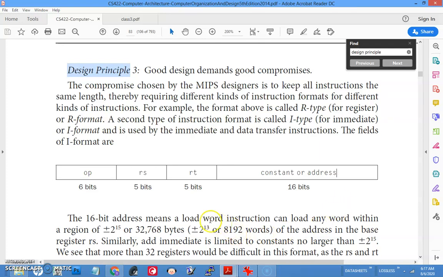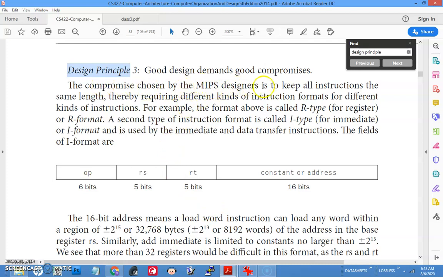Your target address in the branch instruction is limited to 2 power 15, a 16-bit address. In the load word, the address is also 16 bits, and if you remember, the offset in the load word or store word is specified in a register, which is again 5 bits. So you are limited to 32 as the largest offset possible. All these are limitations or compromises to make the instruction set as regular as possible.